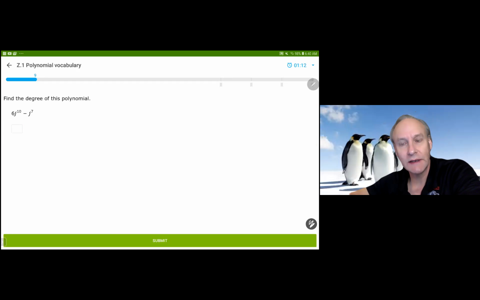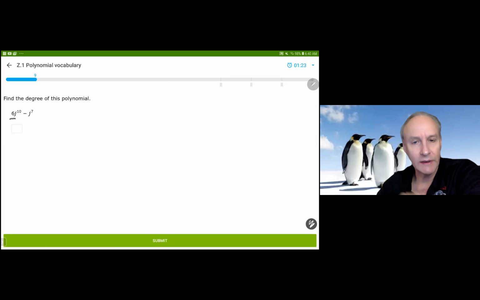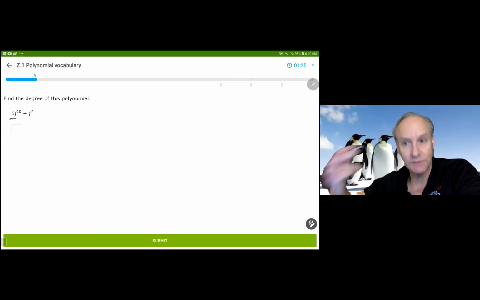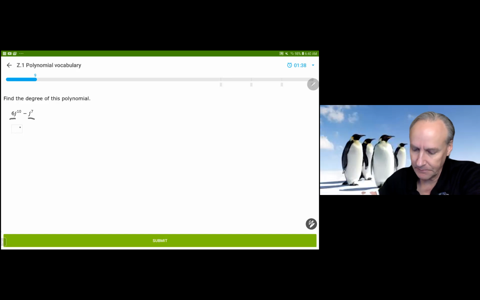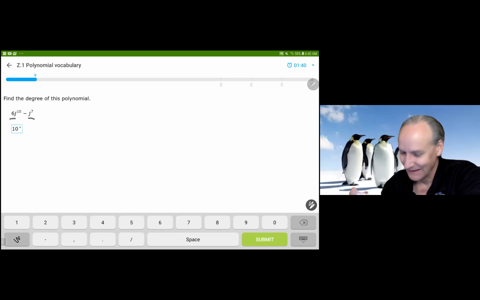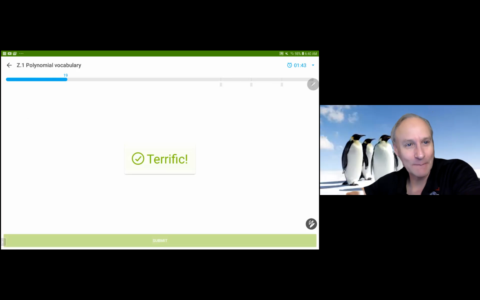Okay, degree is the highest exponent that you see. One way to think of this is the number of variables being multiplied together. In this first term, we have 6 times j times j times j times j, and so on. There are 10 j's being multiplied together. This second term has 7 j's being multiplied together. The degree is always the highest number, so this is a 10th degree. Nothing like getting the second one wrong.